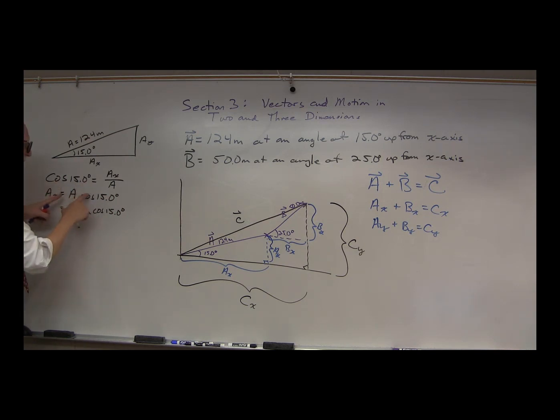I'm actually going to typically skip this step, and go right to the x component is the hypotenuse times the cosine of the angle, as long as the angle is given in terms of the x-axis, how far it is from the x-axis. If you give the angle in terms of the y-axis, the sine and the cosines will be reversed. But for this one, x component is hypotenuse cosine 15 degrees. Likewise, AY will be hypotenuse, 124 meters, times sine of 15 degrees.